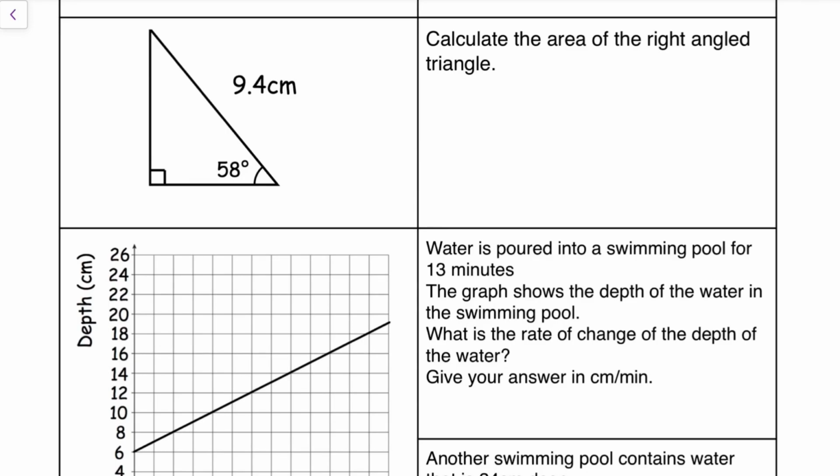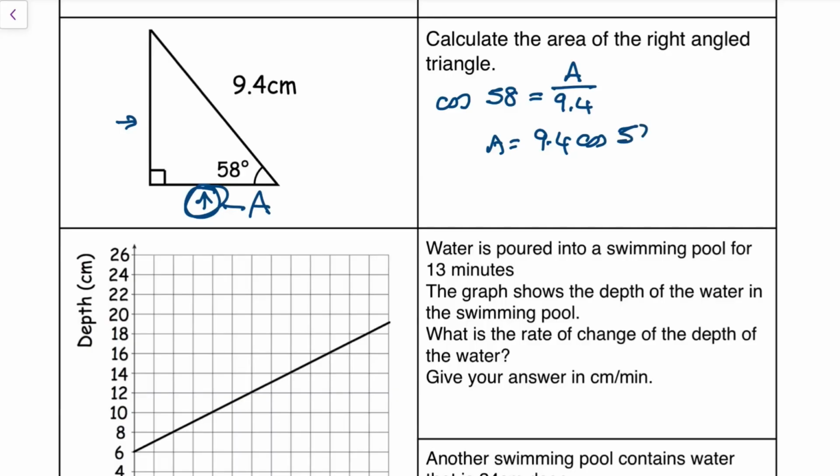Calculate the area of the right angle triangle. Now, in order to calculate the area of a triangle, I'm going to need the height and I'm going to need the base. Or I could use the sine rule and therefore just work out this side here. And that's what I'm going to do. So I'm going to note that I've got the opposite, the hypotenuse and the adjacent. So therefore cos of 58 is equal to the side that I don't know. I'm going to call this A. Which is going to be equal to A over 9.4, which means that A is equal to 9.4 cos 58.